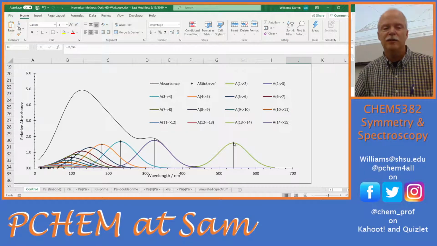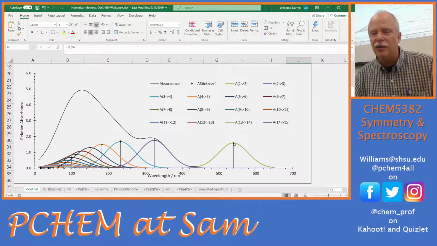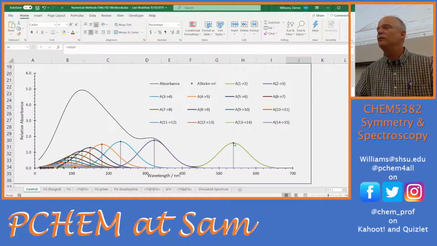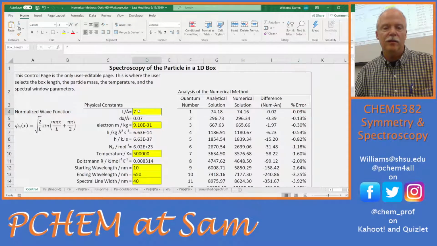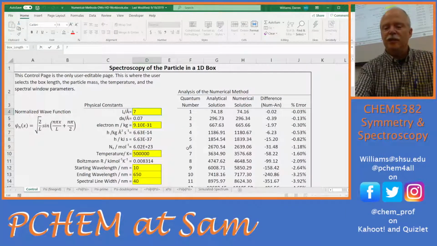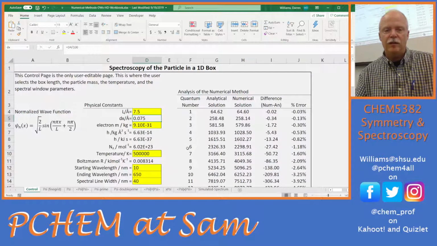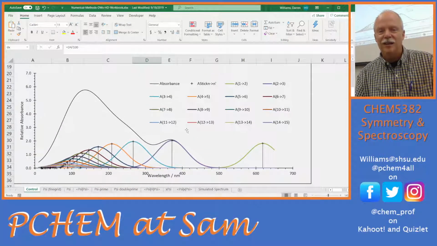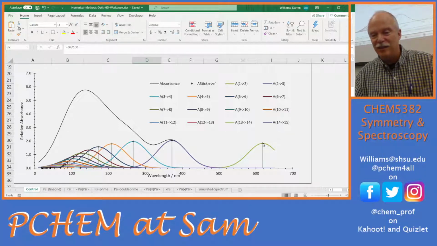Now let's increase our box length. Look at this, our wavelength here is 538 nanometers. You want to write that down, somebody? Write 538. So we'll come up here, and we're just going to increase it a little bit, to show you how sensitive it is. We'll go to 7.5. It went from 538 to over 600. Now it's at 618.